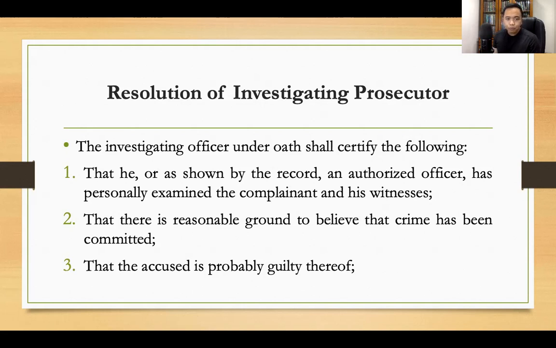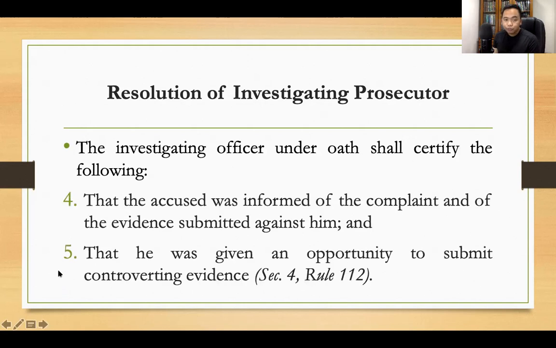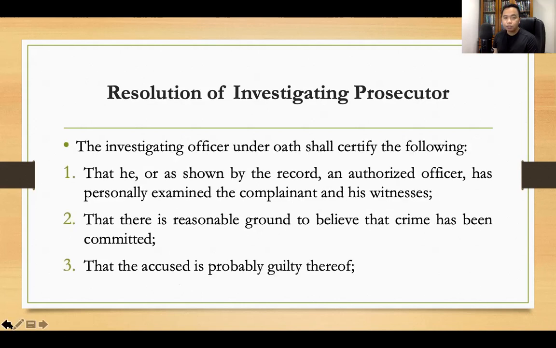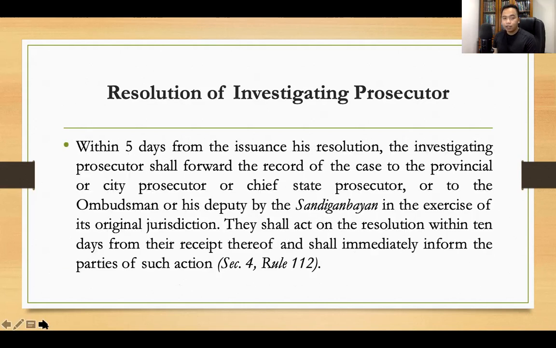Number two, the resolution shall also certify that there is a reasonable ground to believe that the crime has been committed. Third, that the accused or respondent is probably guilty thereof. Fourth, that the respondent was informed of the complaint and the evidence submitted against him. And number five, that he was given an opportunity to submit controverting evidence. So these are the certifications to be made by the investigating prosecutor.